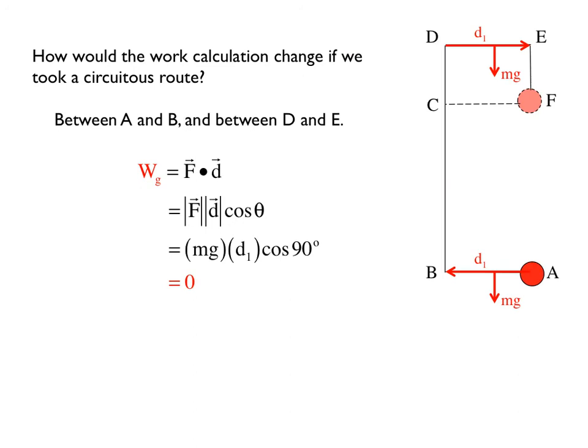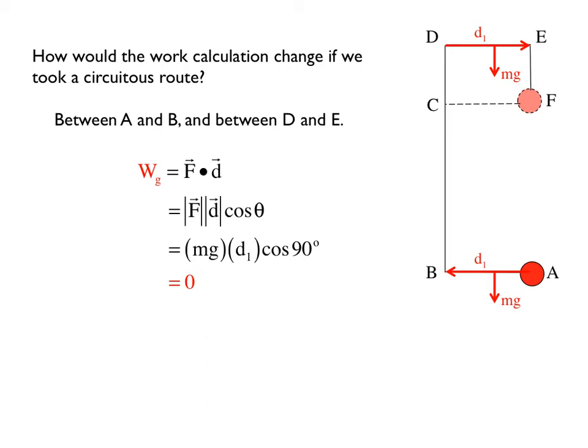So at this point we have to take a detour and ask the question, what would have happened if we hadn't gone from A to F in doing our work calculation, but instead had gone from A to B to C to D to E to F? Would the amount of work that gravity did have changed if we had taken this more circuitous route?